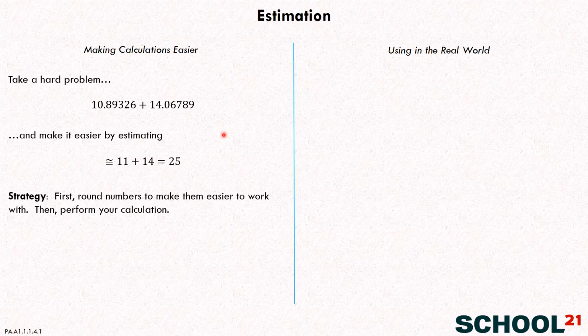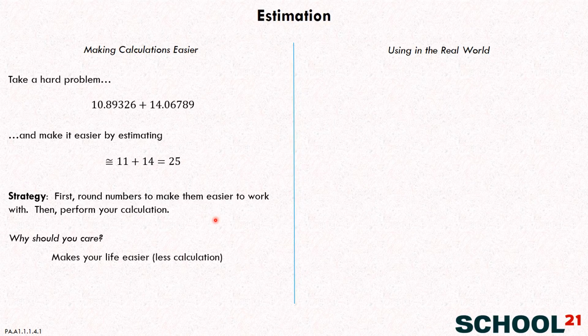So what is it that we did? Our strategy here is first to round the numbers to make them easier to work with, and then you perform your calculation. So why should you care about this? Well, really, there's a couple of reasons at least. First of all, it makes your life easier. You don't have to do all that calculation that you would do if you added these two numbers up here. You just have to do this. It's much faster. Make fewer mistakes.